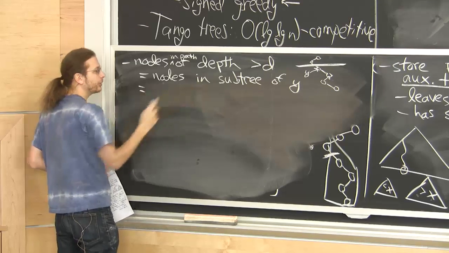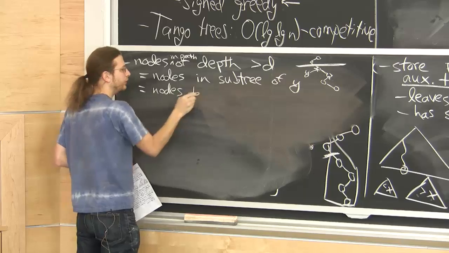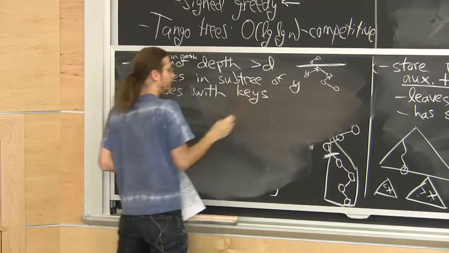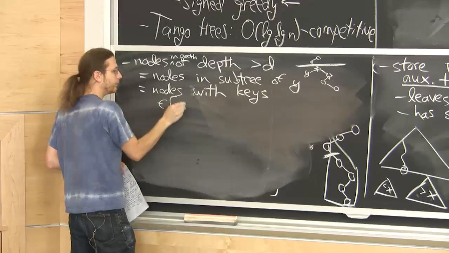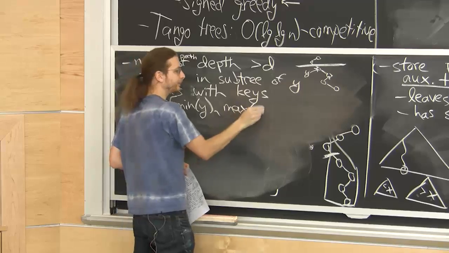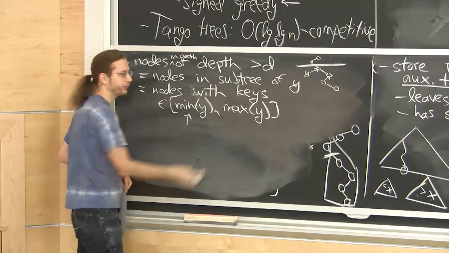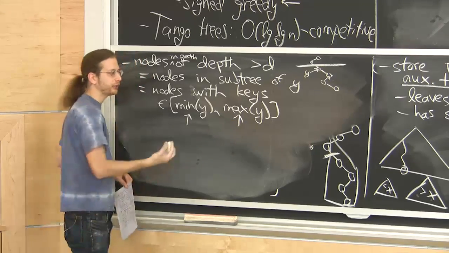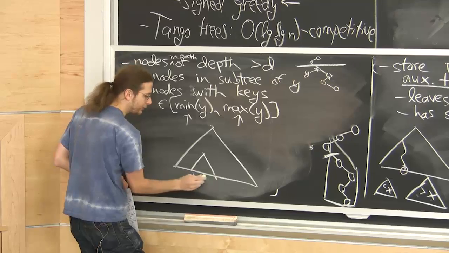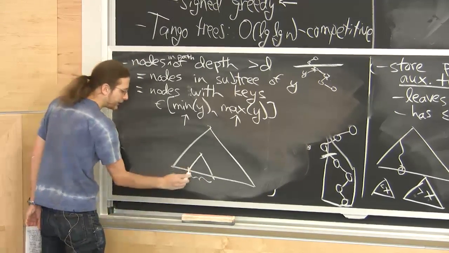And nodes in a subtree are equal to nodes with keys in the min of that subtree to the max of that subtree. It's an interval. So what do I do? I split at min of y. I split at max of y. That gives me the interval. So here's the picture. I have a tree. I want to cut out this interval of nodes. This is like range queries, kind of, in 1D. So I split here. I split here.